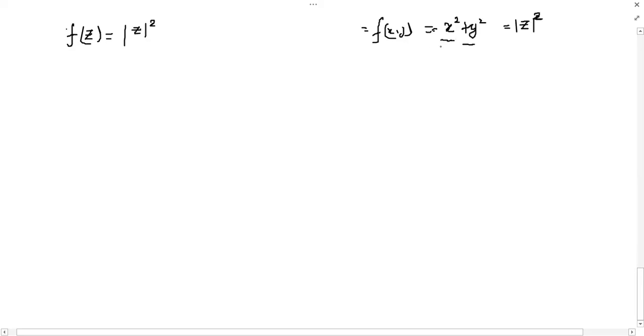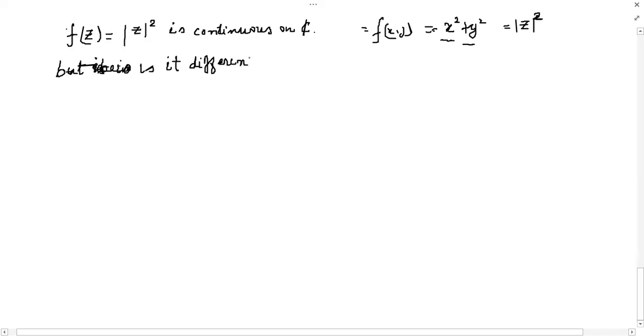If you visualize, what is x square? X square is a continuous function. What is y square? Y square is a continuous function. So sum of two continuous functions is also a continuous function. So clearly this is a continuous function on C. But is it differentiable on C? This is the question.